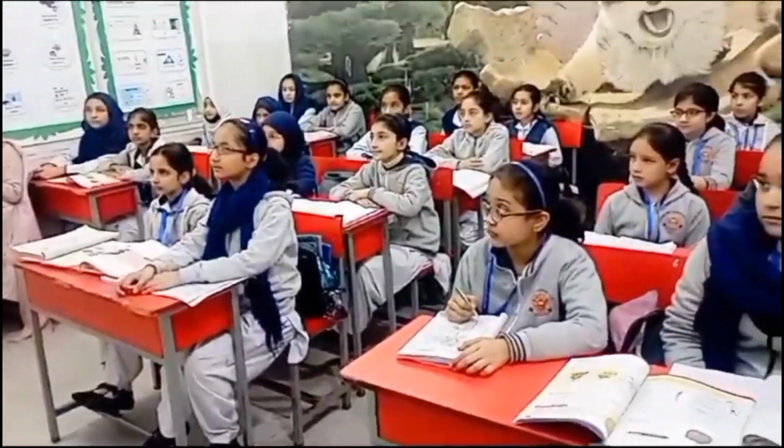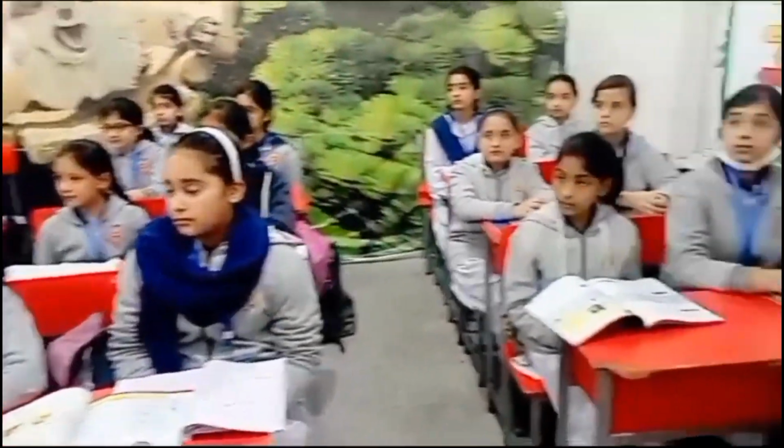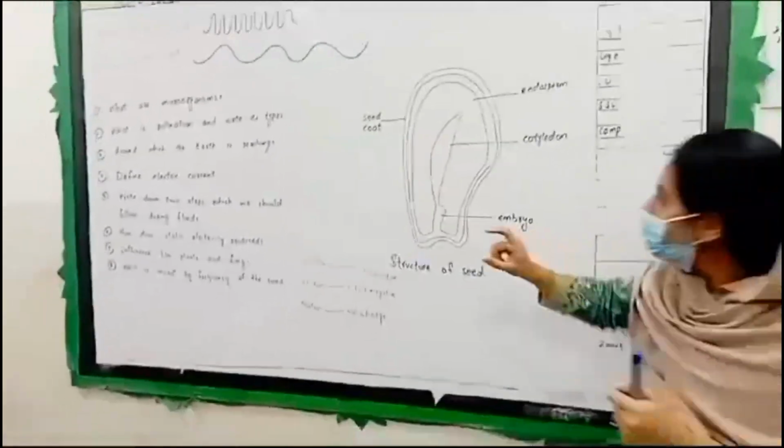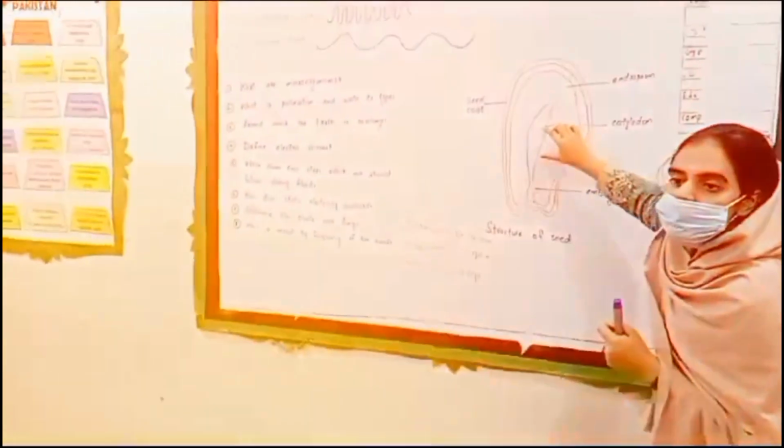The second part is endosperm. Basically, endosperm is the empty area inside the seed. All the seed nutrients are stored in the cotyledon. Basically, the cotyledon is a small leaf that emerges from the seed.